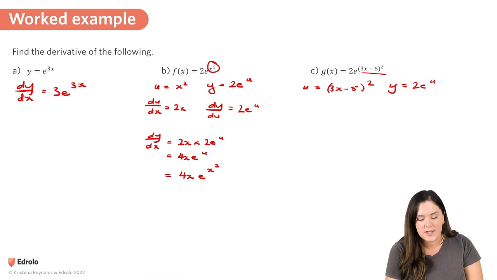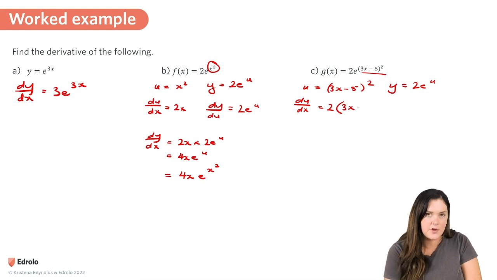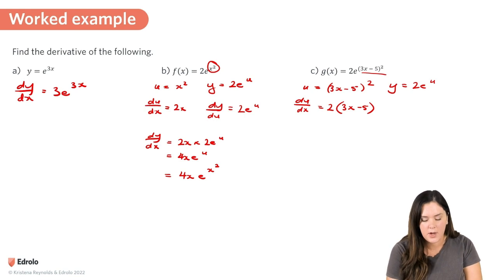Again, differentiate them separately. I have du dx equals, I bring that 2 to the front. So it's sort of a chain rule within a chain rule. Bring that 2 to the front, I get 2 times (3x take away 5), and then take away 1 from that power, so just the power of 1. I can expand that or leave it like that. I might expand it. So I get 2 times 3x, so 6x, and 2 times 5, so take away 10.